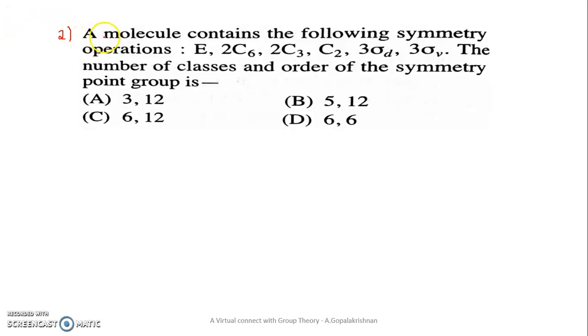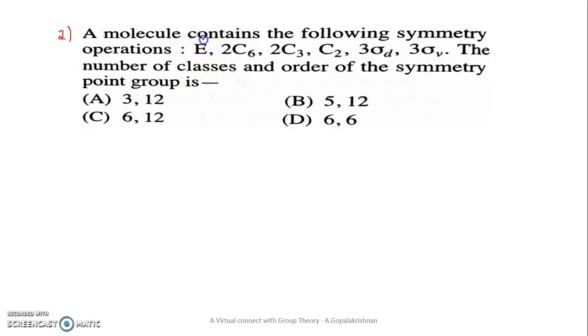This is question number 2. A molecule contains the following symmetry operations: 1 identity operation, 2 C6 operations, 2 C3 operations, 1 C2, 3 sigma d, 3 sigma v. What is the question? The question is: the number of classes and the order of the symmetry point group is?